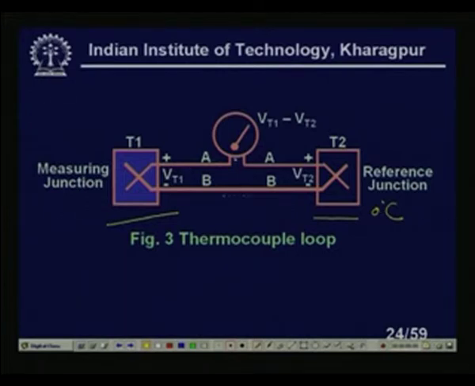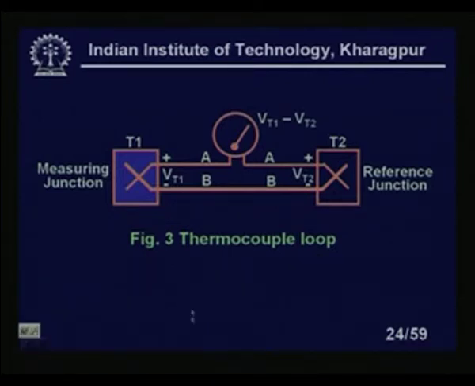If no voltmeter is connected, then what will happen? I will get a current through it. But if I break it, so open circuit, I will get a voltage. This voltage is proportional to the difference of the temperature T1 and T2. That means that VT1 minus VT2 is a function of T1 minus T2. As the temperature difference T1 minus T2 gets higher and higher, I will get a higher value of the voltage VT1 minus VT2, right? This is the basic principle of a thermocouple.